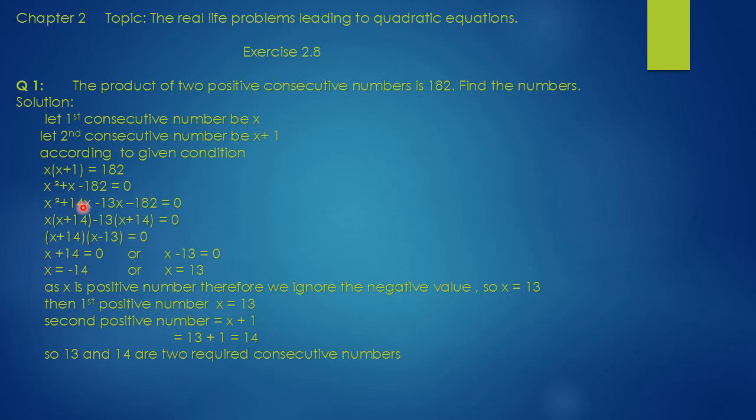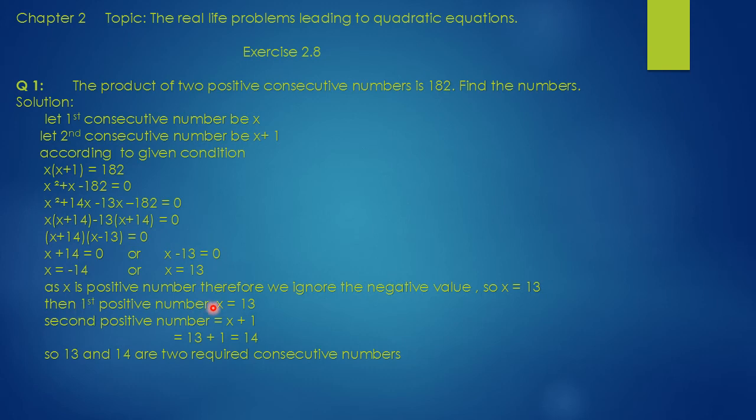0. X square plus 14x minus 13x minus 182 is equal to 0. X common, x plus 14 minus 13 x plus 14 is equal to 0. X plus 14 and x minus 13 is equal to 0. X plus 14 is equal to 0 or x minus 13 is equal to 0. X is equal to minus 14 or x is equal to 13. As x is positive number, therefore we ignore the negative value, so x is equal to 13.